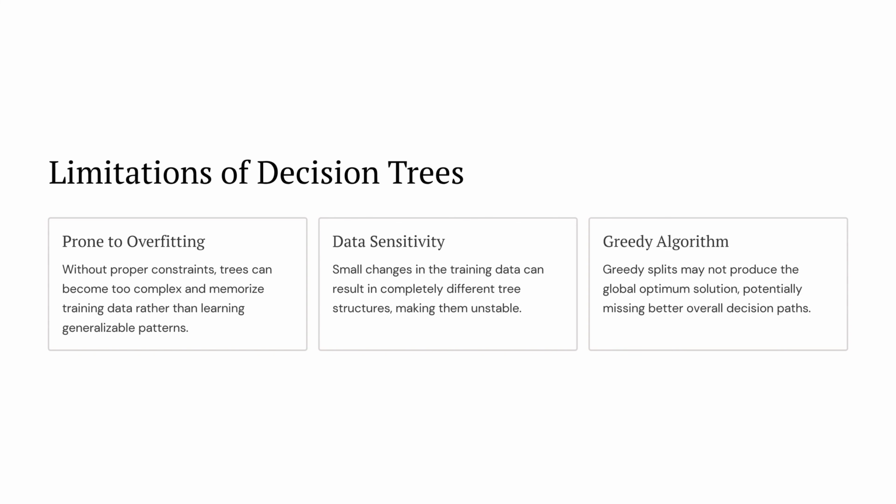While decision trees are powerful, they do have limitations. They can easily overfit training data and struggle with small data changes, leading to unstable results. Also, since they use a greedy approach, they miss better overall decision paths and fail to find the global best solution.